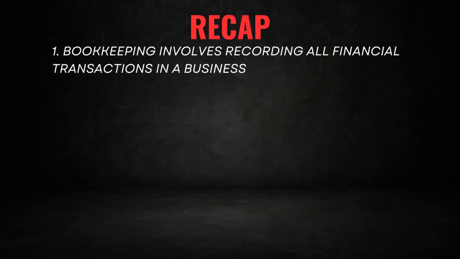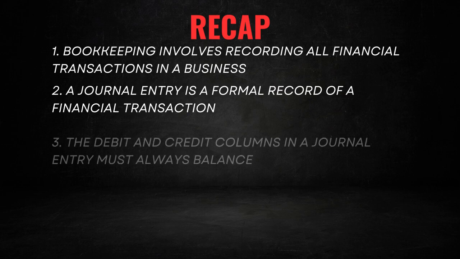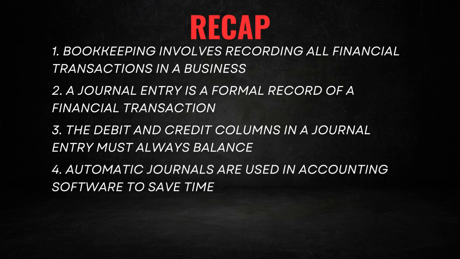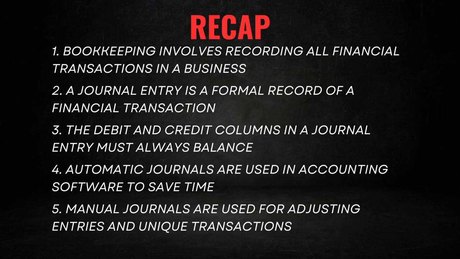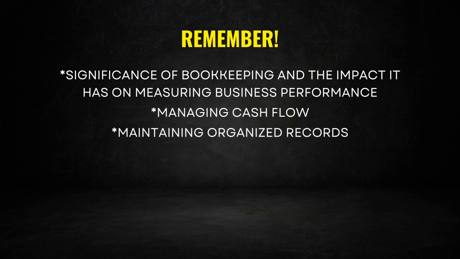Let's recap what we have learned so far. Bookkeeping involves recording all financial transactions in a business. A journal entry is a formal record of a financial transaction. The debit and credit columns in a journal entry must always balance. Automatic journals are used in accounting software to save time, while manual journals are used for adjusting entries and unique transactions. As you embark on your journey to master journal entries, remember the significance of bookkeeping and the impact it has on measuring business performance, managing cash flow, and maintaining organized records.